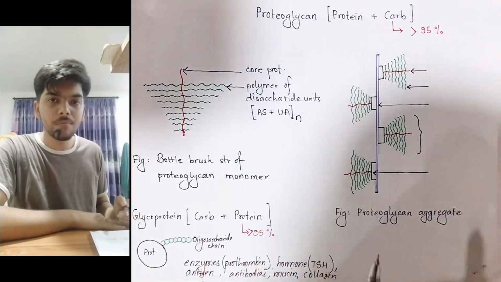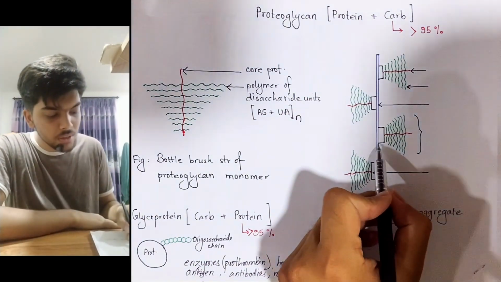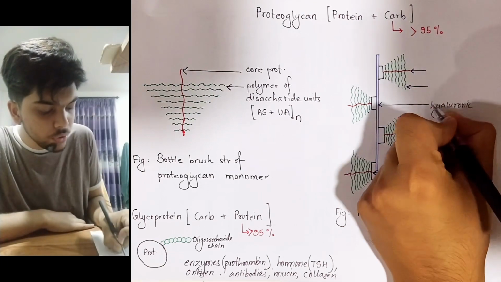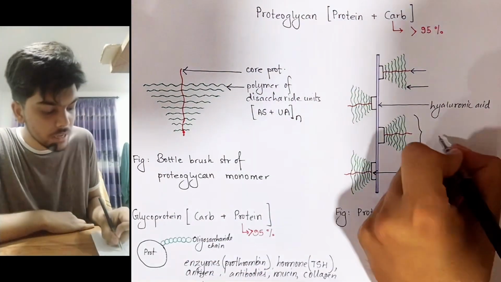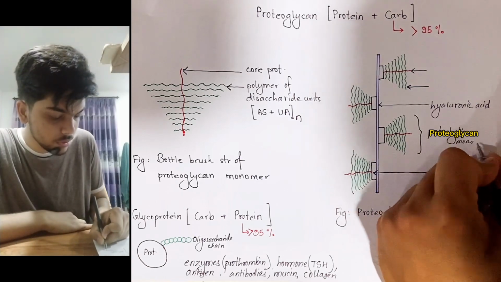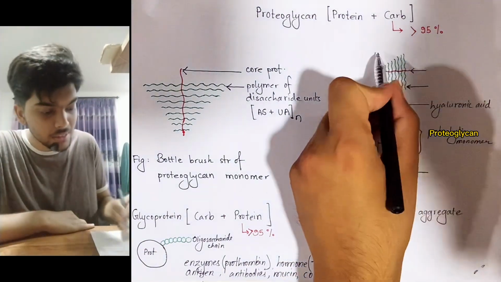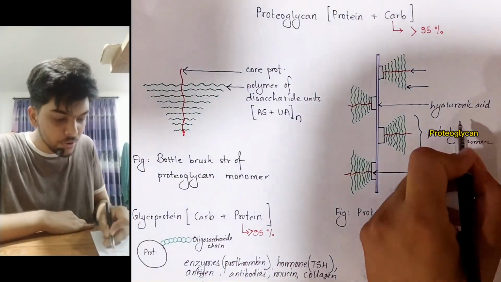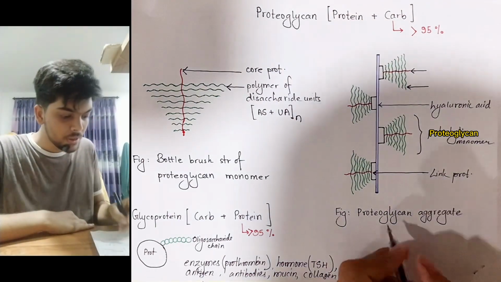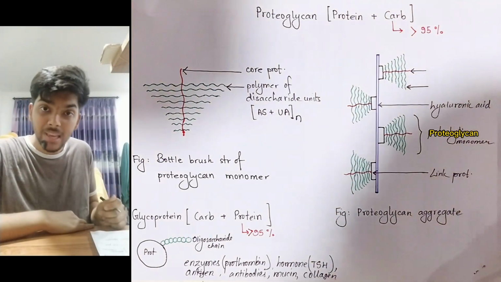Many such monomers are found in an aggregate attached to hyaluronic acid. This middle rod-like structure that I have shown here using blue pen is the hyaluronic acid. To this hyaluronic acid, a number of proteoglycan monomers are attached. This right here is one proteoglycan monomer, this is another, this is another, this is another, all attached to hyaluronic acid to form an aggregate. Along with hyaluronic acid, there's your link protein, which is found at the base of the proteoglycan monomer. This link protein brings a link between the proteoglycan monomer and the hyaluronic acid and makes the structure more stable.